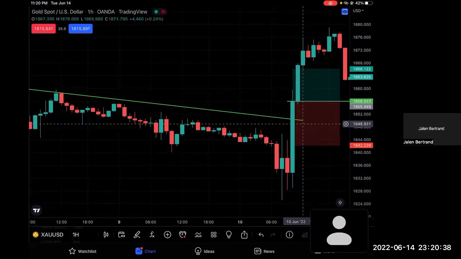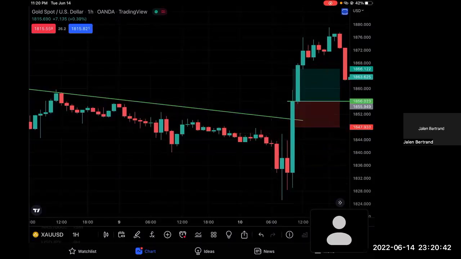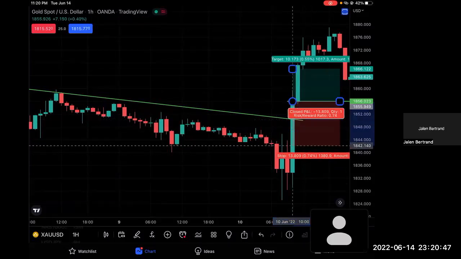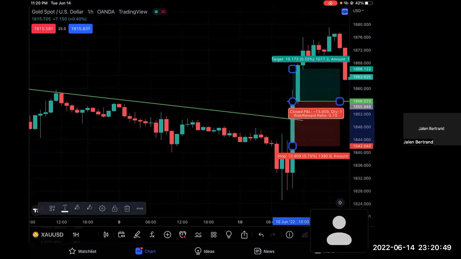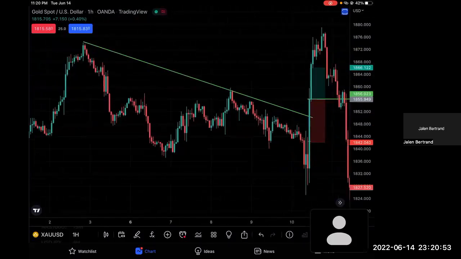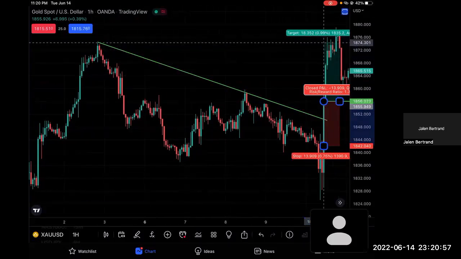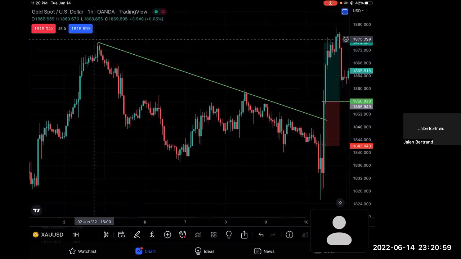Realistically, you don't even have to put it this low. You can put it closer to where the trend line was, but that's more risky. I'd rather make sure that I'm good and I can continue. Now, what I'm going to do is look to see where the last high was. And we see the last high was over here.